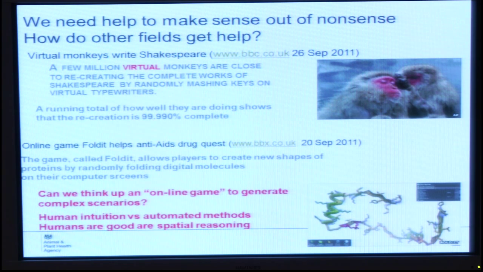But I was encouraged by an online game that some molecular biologists were using to try and come up with a new structure for the AIDS virus protein, and they couldn't think it up, but the online community did. If you're drawing from the online community, you've got a huge source of cleverness and ideas to draw from. So I'm asking the question, can we think up an online game to generate complex scenarios?